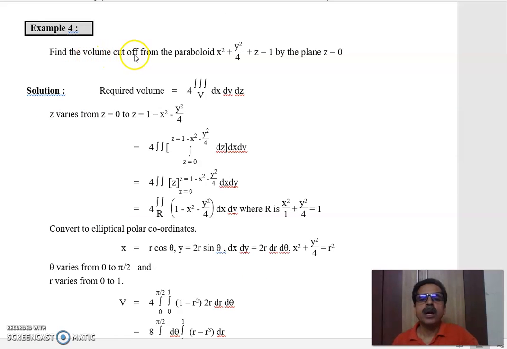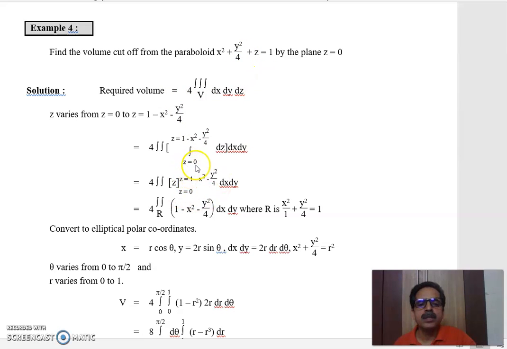Find the volume cut off from the paraboloid by the plane z is 0. So it is just like the previous example. We can say unit column in the volume V, and we consider only the positive octant of that paraboloid. Let's consider the volume which is present in the positive octant of the paraboloid. So we multiply that by 4 here, and consider a unit column.